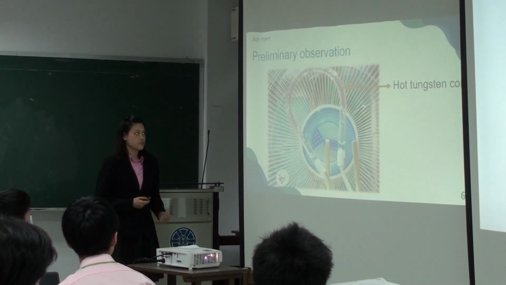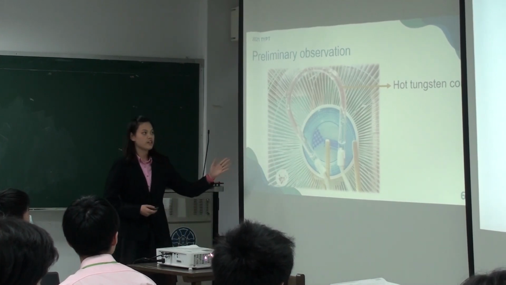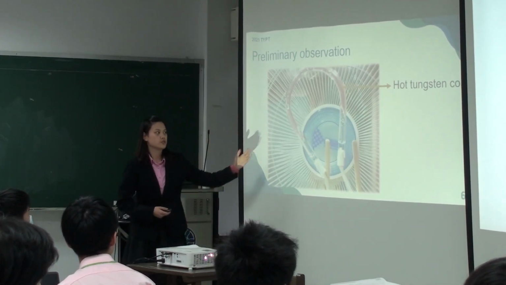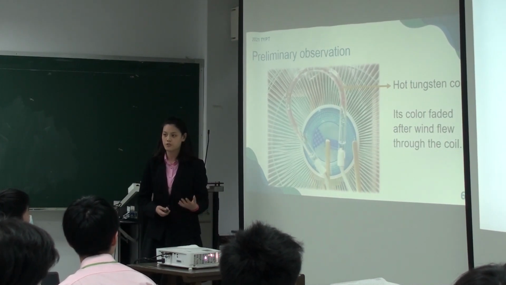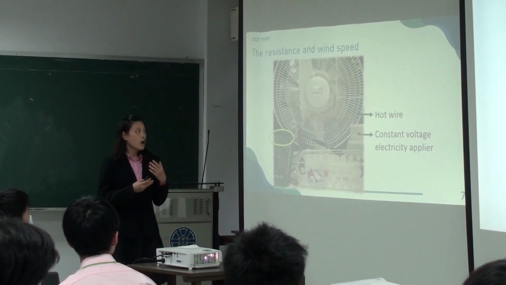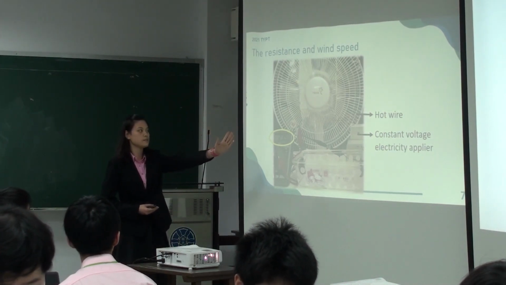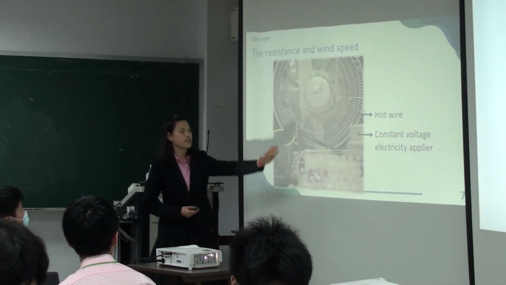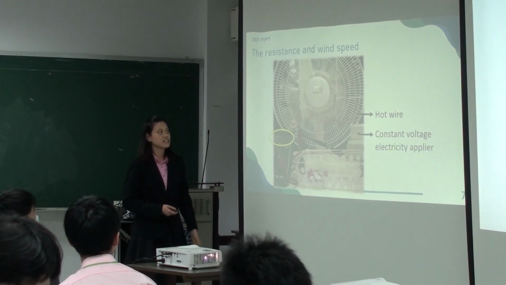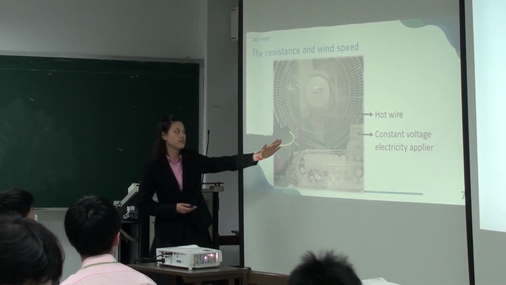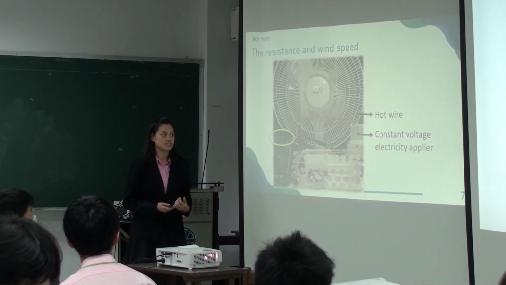First, my observation. I did a simple experiment. I heated up a tungsten coil, and when the fan approaches, the wind flows through the coil, and the color will fade, which means the temperature of the tungsten coil has dropped. Then I did a simple experiment to observe the relation between the resistance and the wind speed. This is the setup, including a hot wire, a fan, a constant voltage supply, and an ammeter. In this video, you can see that when I turn on the fan, the value of the ammeter rises, which means that the resistance has dropped.